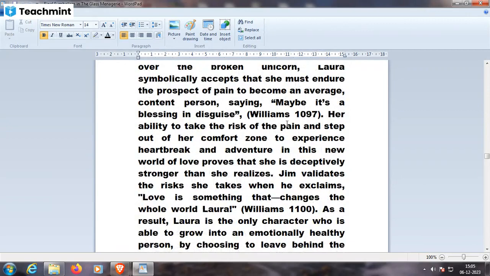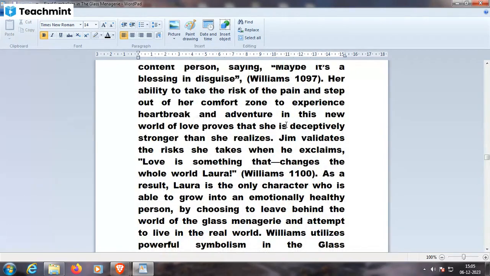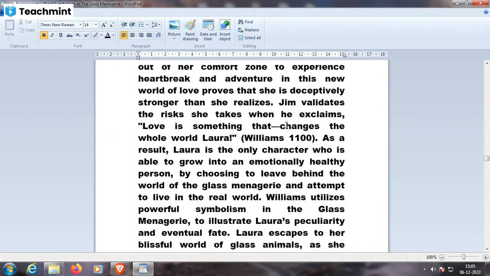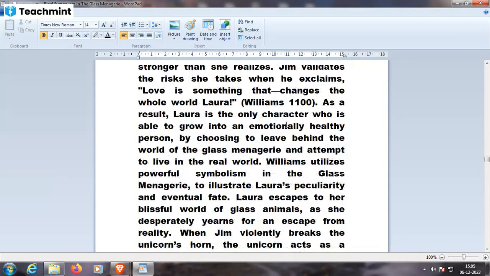As a result, Laura is the only character who is able to grow into an emotionally healthy person by choosing to leave behind the world of the glass menagerie and attempt to live in the real world. So Williams utilizes powerful symbolism in the glass menagerie to illustrate Laura's peculiarity and eventful fate.